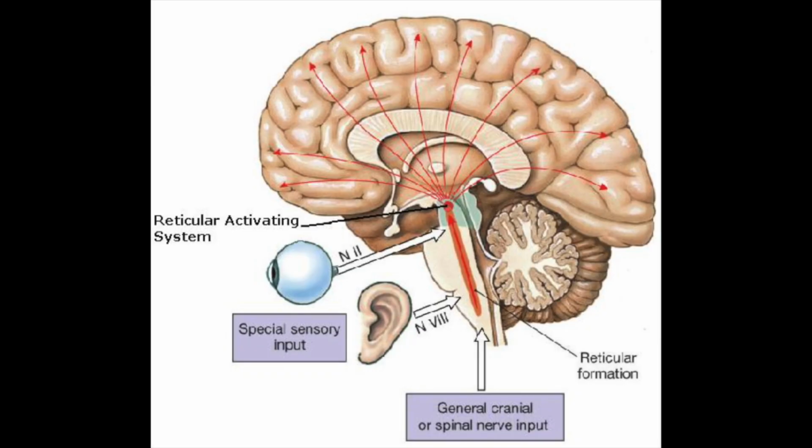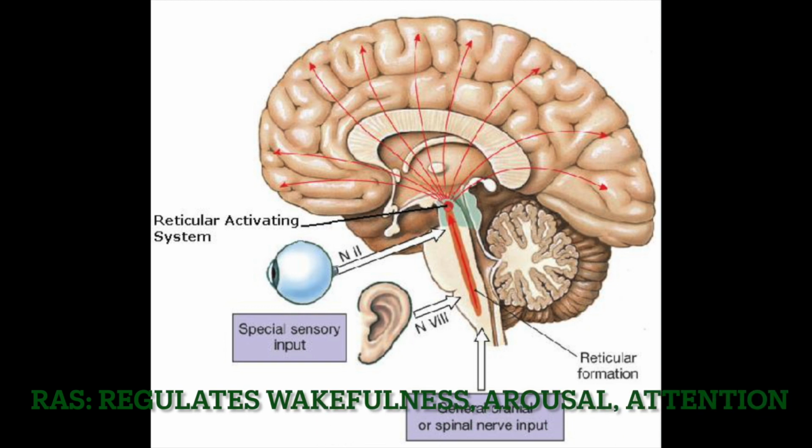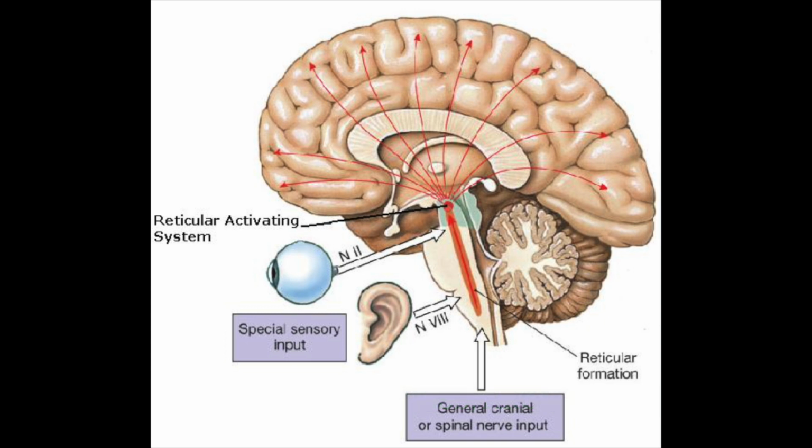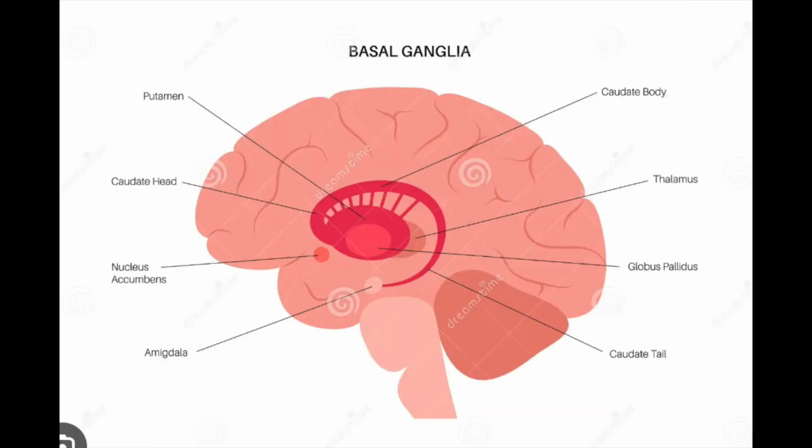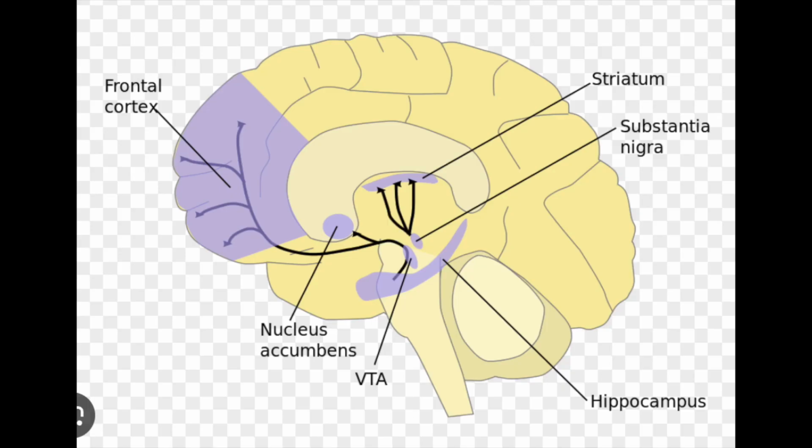The reticular activating system, or RAS, is also involved in attention. It's a network of nuclei located in the brainstem that regulates wakefulness, arousal, and attention. It receives inputs from various sensory systems and projects to the cortex and other brain regions to modulate attentional states and promote alertness.